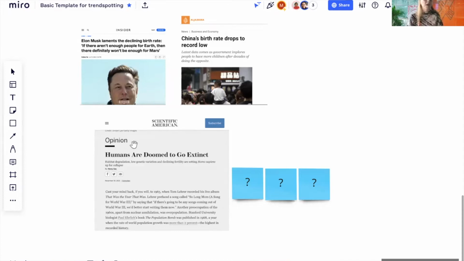So these are three articles. One talking about Elon Musk saying that if there aren't enough people on Earth, then there won't be enough people for Mars. And the second one is about humanity going extinct. And then China's birth rate dropping to a record low.